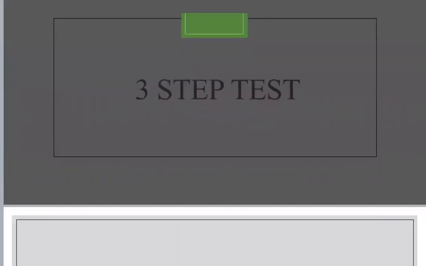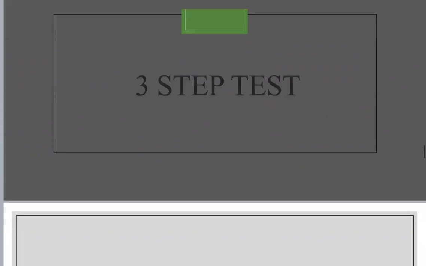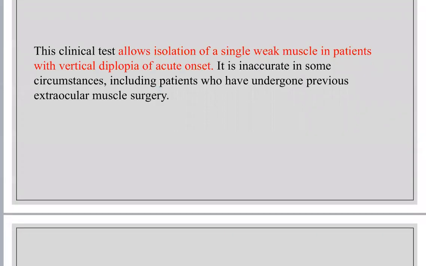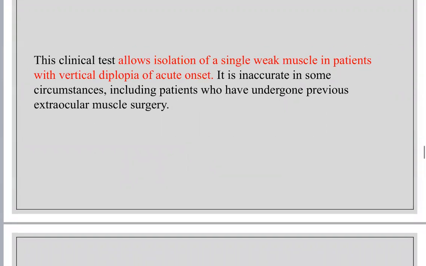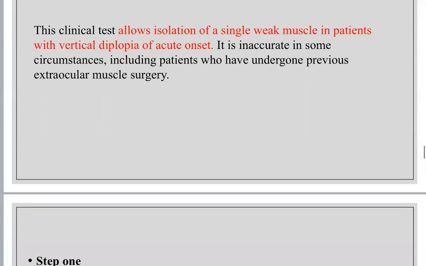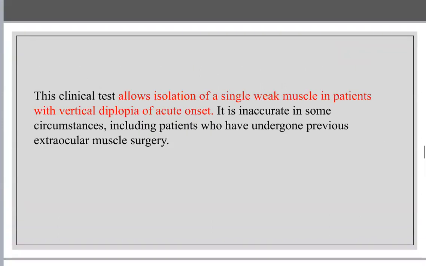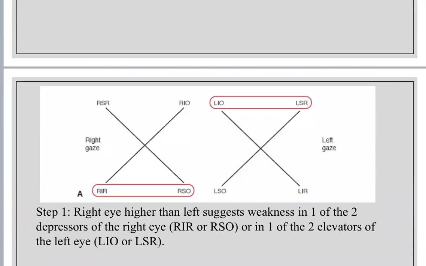This is the gradient. Okay, I have also the 3-step test, which is mentioned in neuro-ophthalmology, but we can repeat this again here. Here, the 3-step test is to isolate or to diagnose just one muscle in cases of vertical diplopia or vertical strabismus. Here, imagine that you have right hyperdeviation. Here, look at this one. The right eye and the left eye. Here, the right eye, which is here, will have hyperdeviation like that.